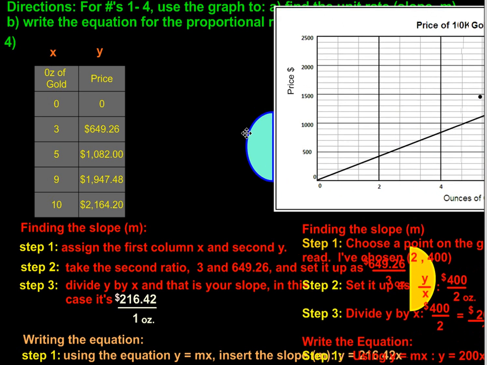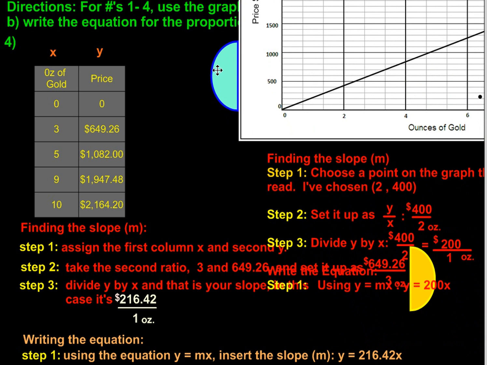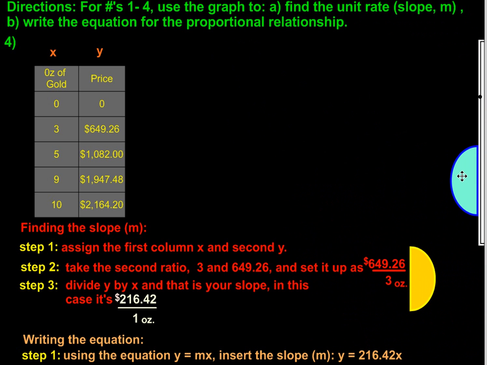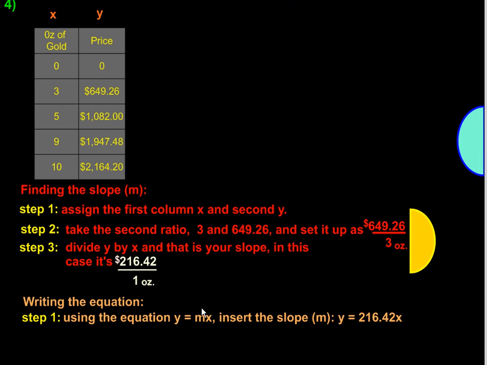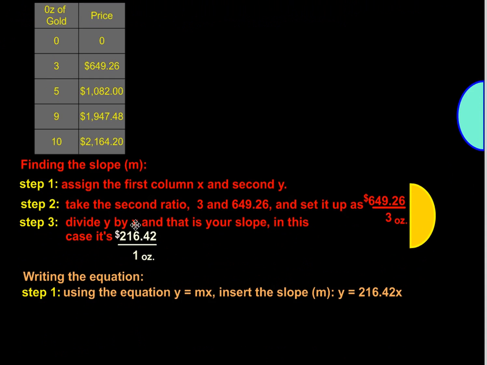Looking back at this graph, we had 200 as our estimated slope. So that's pretty accurate, actually. We were only $16.42 off. So I can take this information and insert it into the equation formula, which is y equals mx. So my formula is y equals 216.42x.